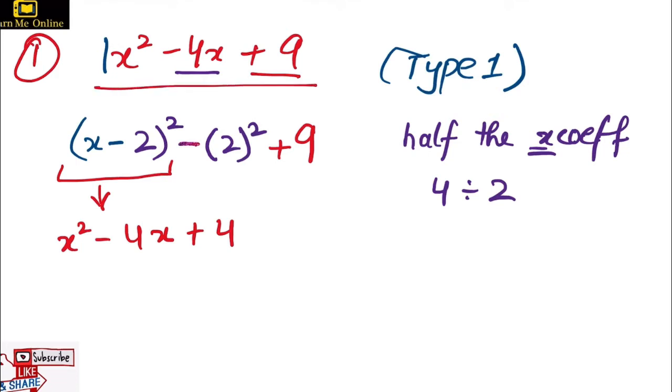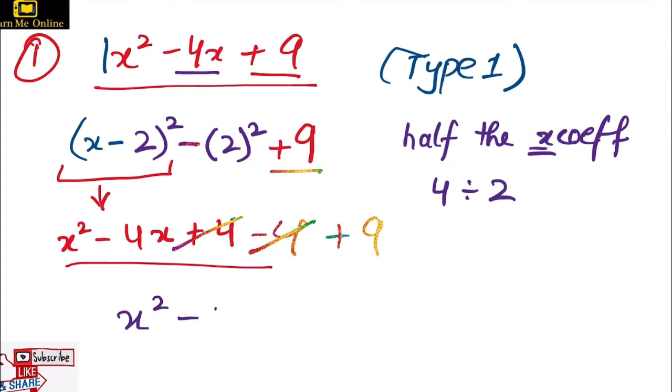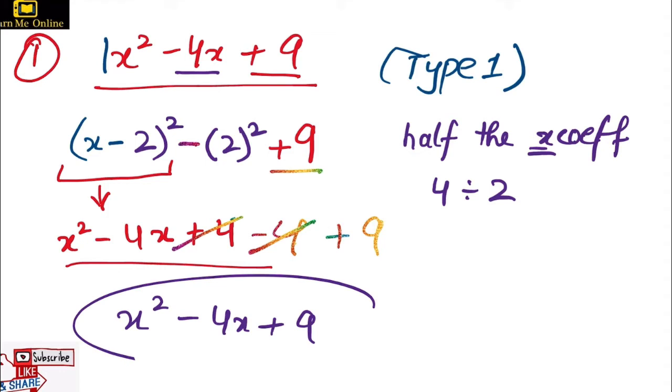Look at the original question, which is x squared minus 4x plus 9, and we have x squared minus 4x plus 4. It means the terms are not exactly the same, so we have to make a little adjustment. The adjustment is that we take away 4 from it, so now we don't have this term, and then we add 9. If you simplify it now, we are going back to the original question, x squared minus 4x plus 9. This is what we are doing in the whole method of completing the square.